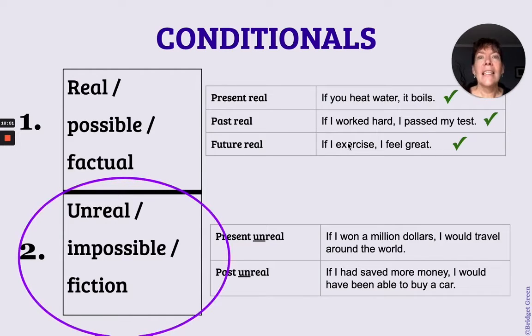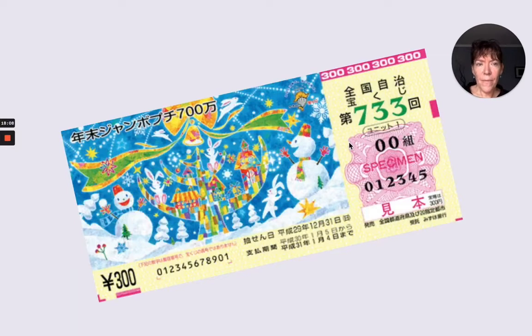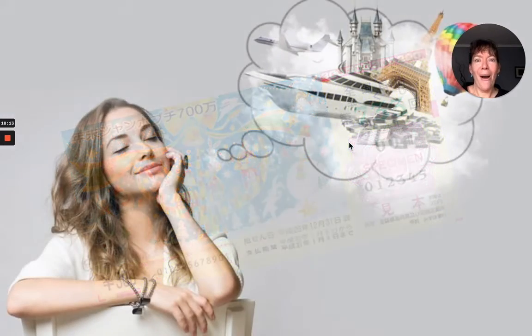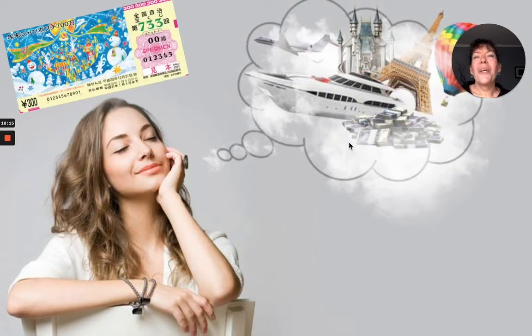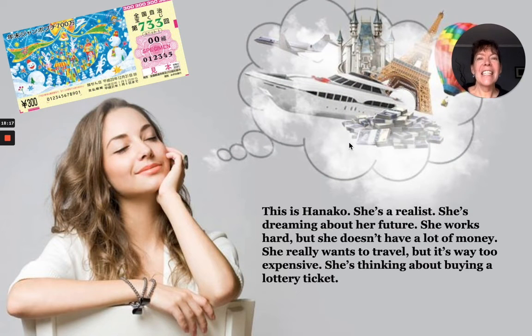Right, let's continue and talk about unreal or imaginative conditionals. What's this? A lottery ticket? Wow! She is dreaming about this lottery. This is Hanako. She's a realist. She's dreaming about her future. She works hard, but she doesn't have a lot of money. She really wants to travel, but it's way too expensive. She's thinking about buying a lottery ticket.